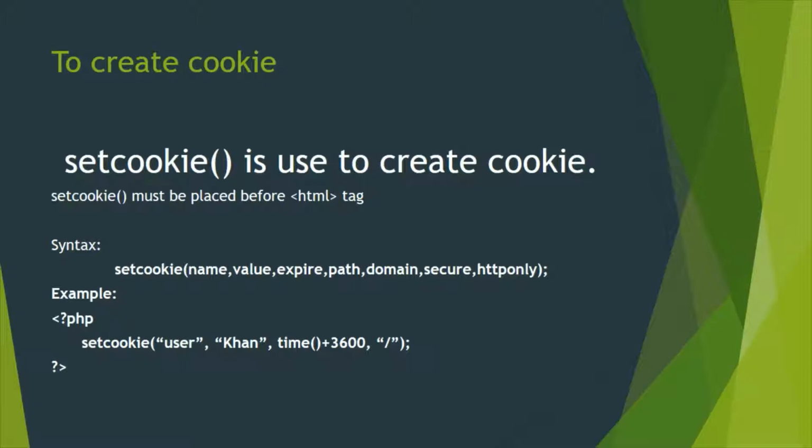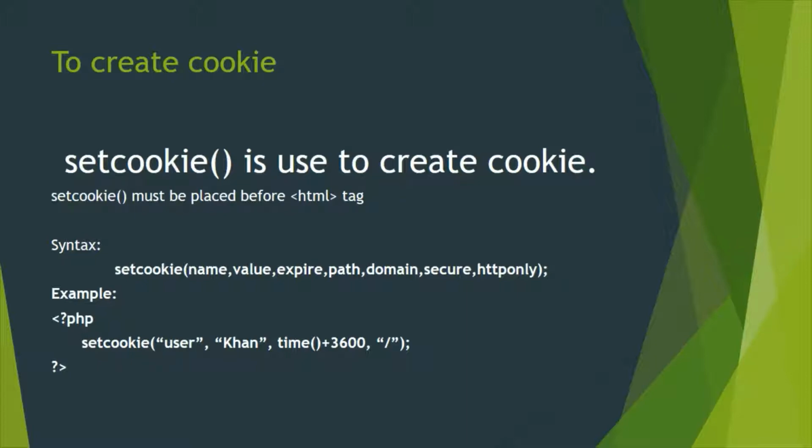Secure has two values, false and true. If the value is true, then the cookie will be accessible only through HTTPS. The default value is false, so we can access the cookie through the HTTP protocol. HTTP only: if it is true, then JavaScript, which is a client-side language, cannot access the cookie. Only server-side languages can access the cookie. If it is false, then client-side languages can access the cookie.